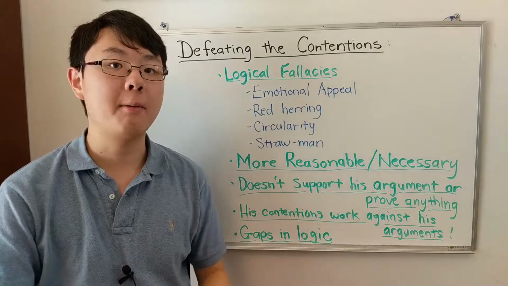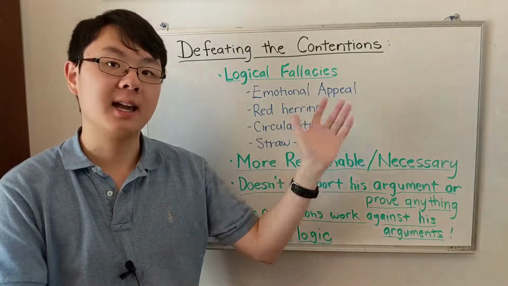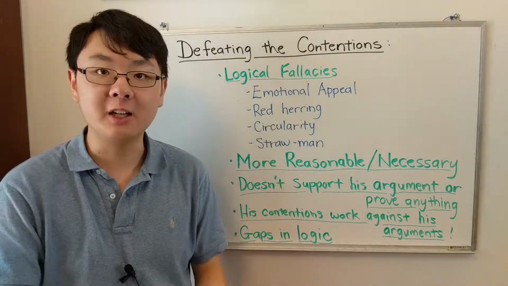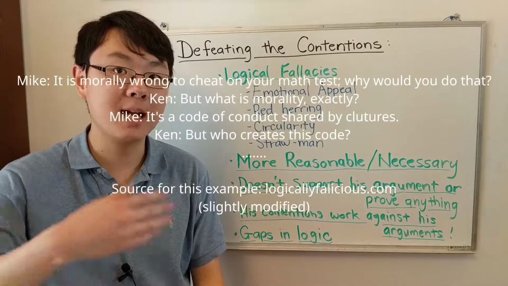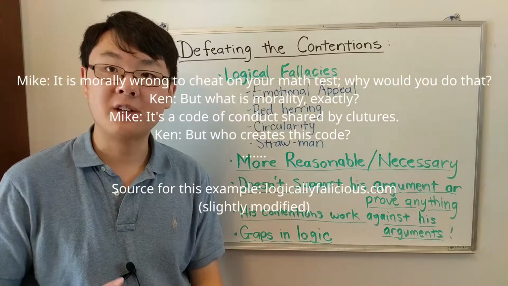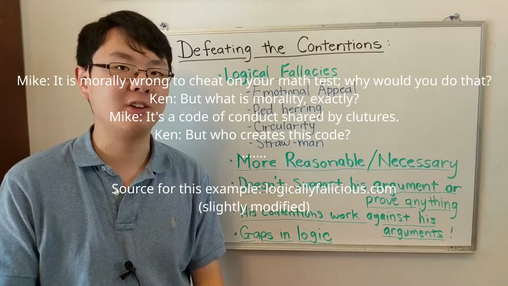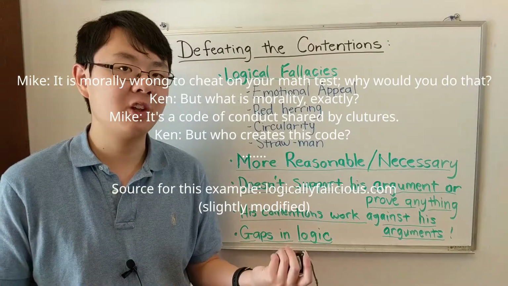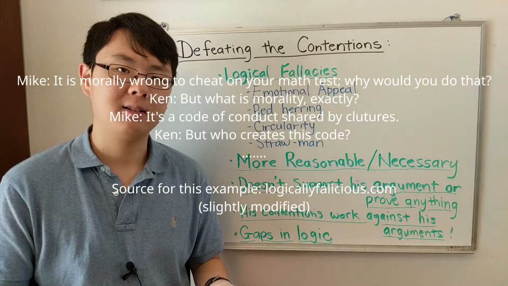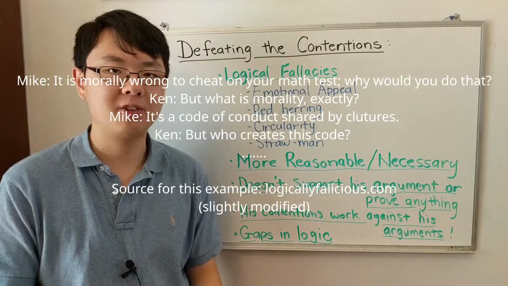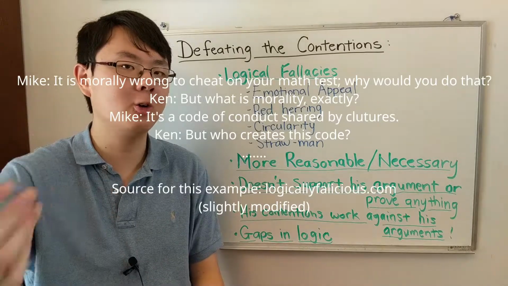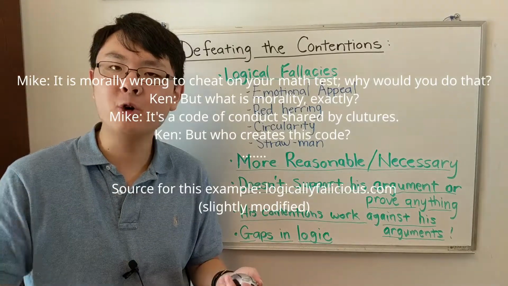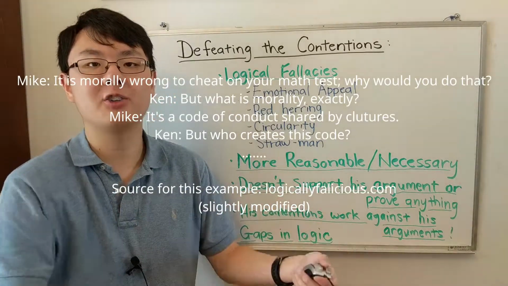So let's look at this example where there's 2 guys named Mike and Ken, all right? And Ken has just cheated on his math test, so he's done something bad. And Mike confronts Ken and says, Ken, it's morally wrong to cheat on your math test. Why on earth would you have done that? And Ken says, instead of answering, but what is morality exactly? What is morality? And Mike says, well, it's a code of conduct shared by cultures. And Ken says, yes, okay, but who creates this code? And they go on this long discussion.